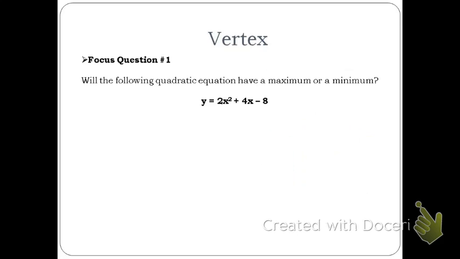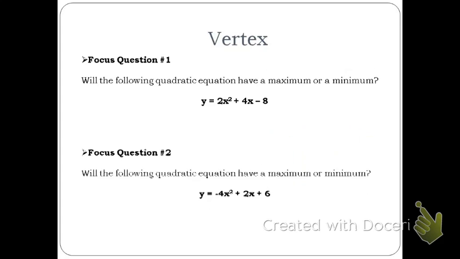So looking at this equation, will the following quadratic have a maximum or minimum value? The way you can tell is to look at your coefficient of x squared. What is that coefficient? I see a positive 2. Because it's positive, then it would have to be a minimum. Because if it's positive, the U shape is going upwards, so the vertex is the lowest point, or the minimum.